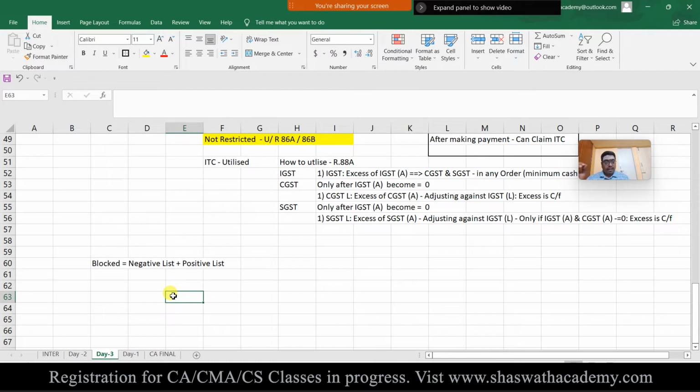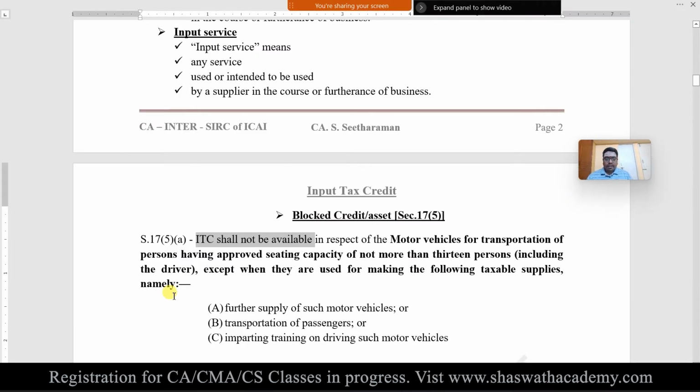So therefore, we have to be upfront, very clear on how it is going to happen. And this is why it is actually becoming very interesting learning. This is where the examination question will be for you guys. Look at this, my dear. ITC shall not be allowed in respect of motor vehicle for transportation of a person having approved seating capacity not more than 13, except when they are used for the following purpose.